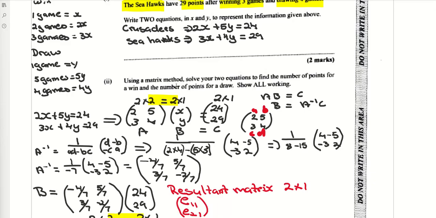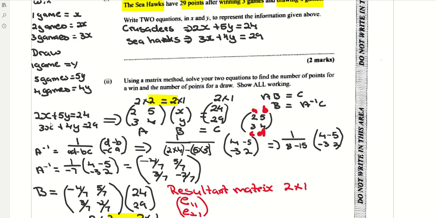And they said, using the matrix method, solve your 2 equations to find the number of points for winning and the number of points for a draw. We know winning is X and draw is Y. So basically they're telling you to solve for X and Y. And then they say show all working. So what I did is I took my simultaneous equations. Now, for your matrix method, you need to make sure that your X value is first and your Y value is second for both equations.